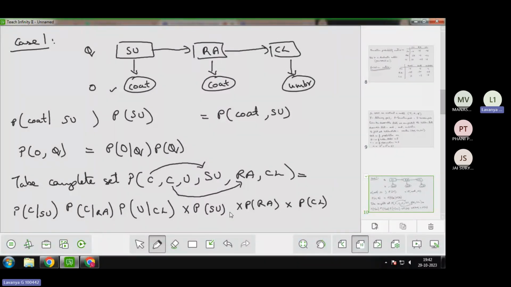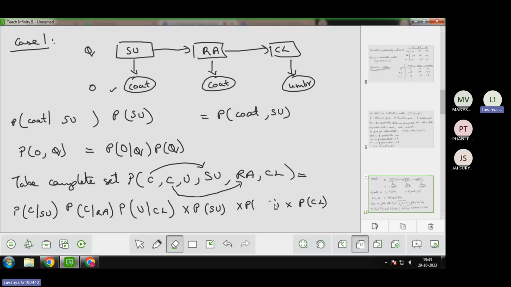Suppose I write like this. Will it work out correctly? I'm having cloudy with respect to sunny. This is the starting condition. First thing what I'm observing, so it's the initial state. So I can write P of SU. It is correct. Now I'm telling he's wearing a coat and it is rainy.